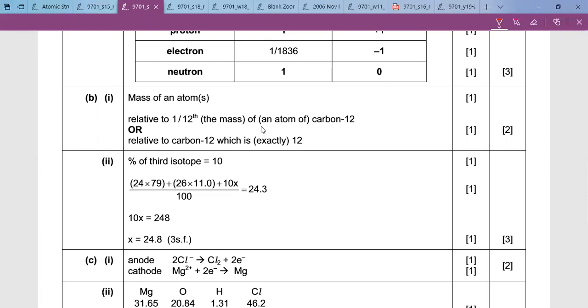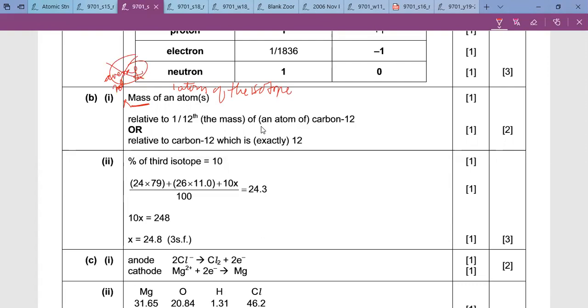So see, what's the difference? What is missing here? The word average is missing here. It's the mass of an atom or one atom of the isotope. Relative to blah blah blah blah.